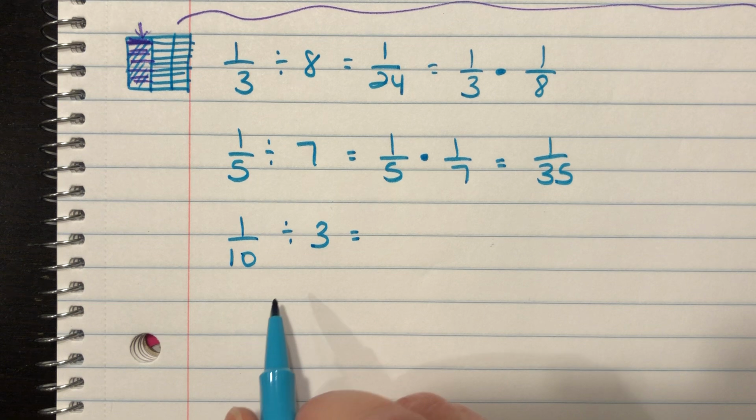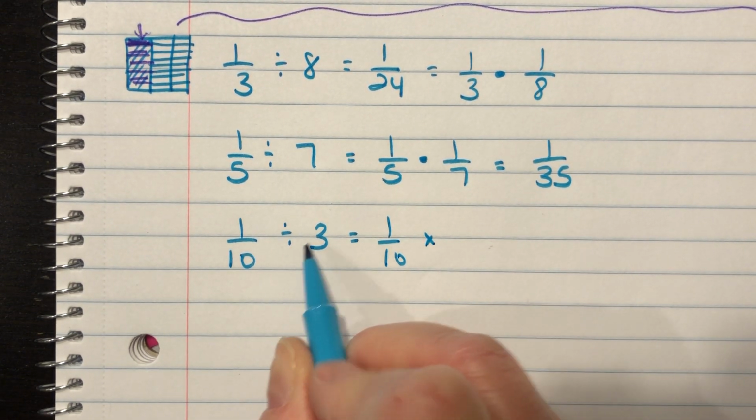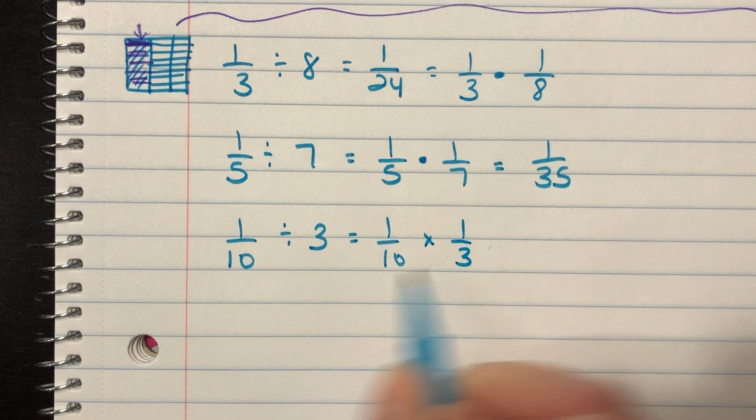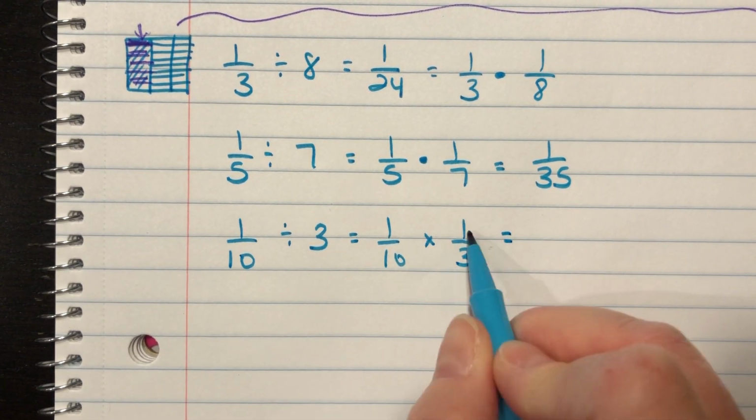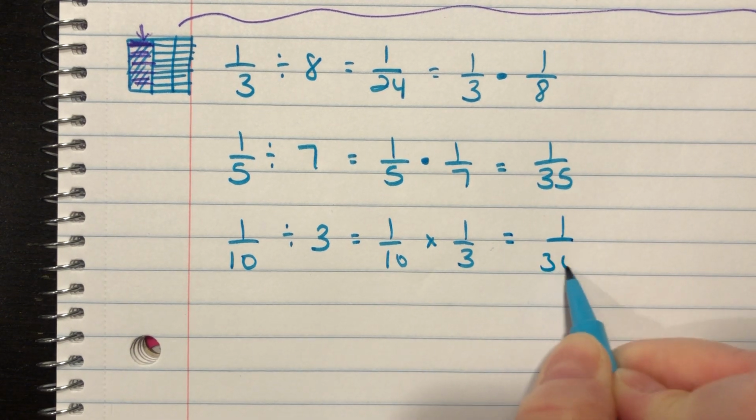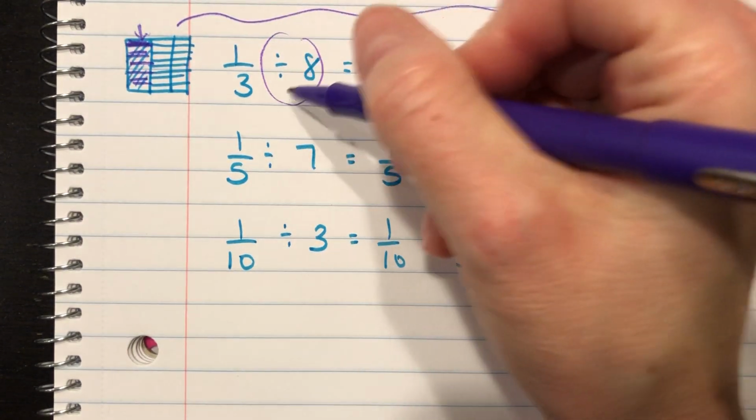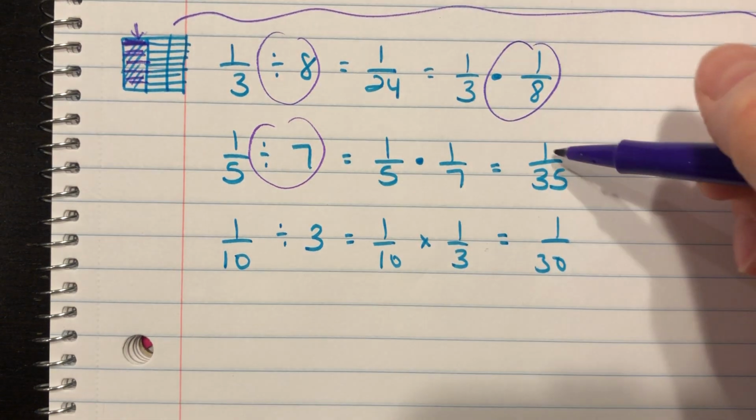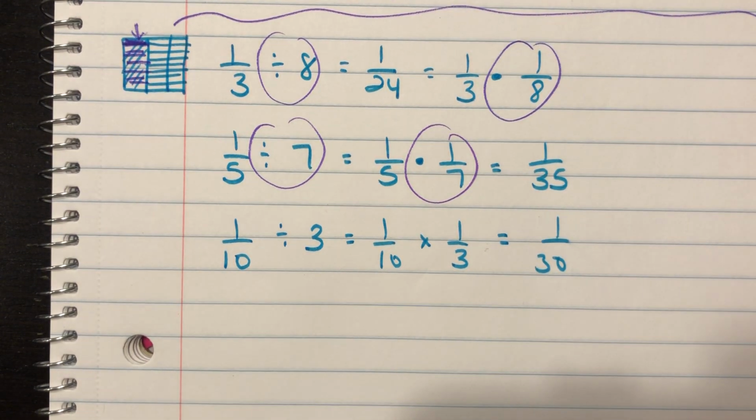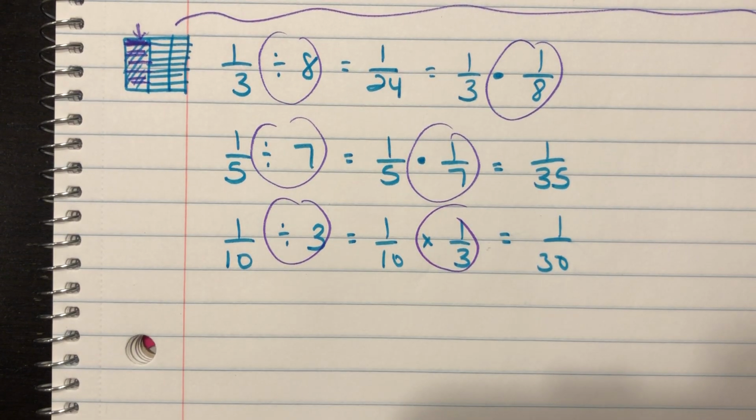So 1/10 divided by 3. I'm going to leave my 1/10 alone, and I'm going to multiply by what? By 1/3, because I'd be taking this 1/10 and cutting that up into thirds. And 1 times 1 is 1, and 10 times 3 is 30. Now I want you to look at what's happening here. Instead of dividing by 8, we multiplied by 1/8. And instead of dividing by 7, we multiplied by 1/7. Instead of dividing by 3, we multiplied by 1/3.